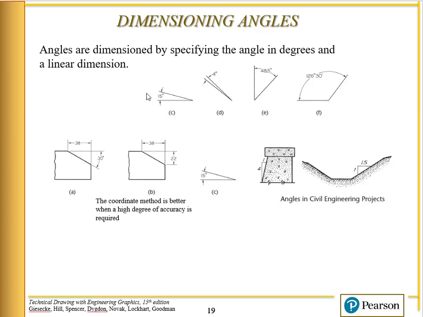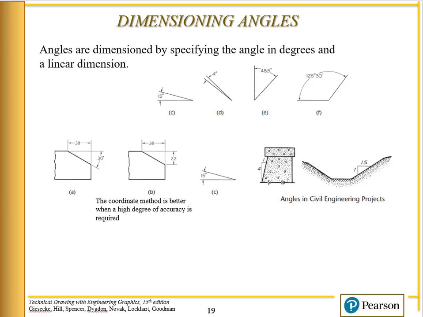Dimensioning angles. These are all examples of how to dimension an angle. In this case, we have one leg and an angle. In this case, we have the length of both legs. Those are 2 different ways to dimension an angle.